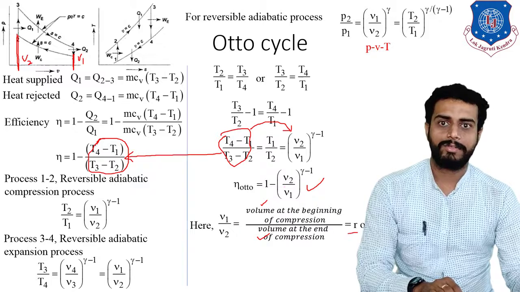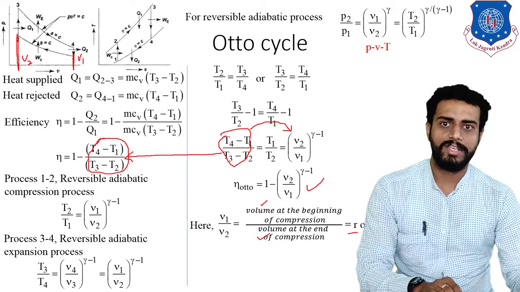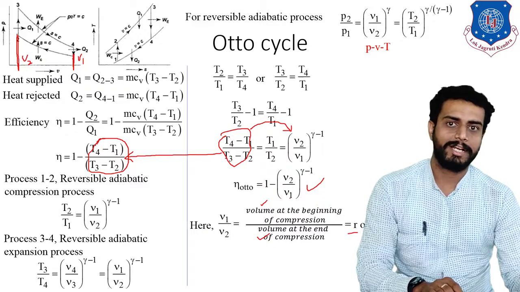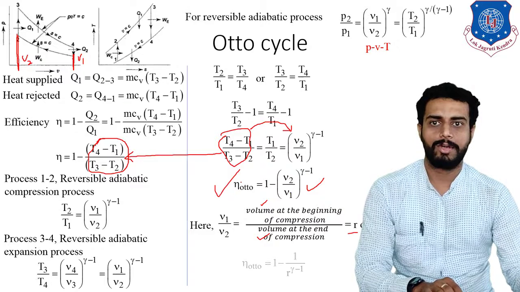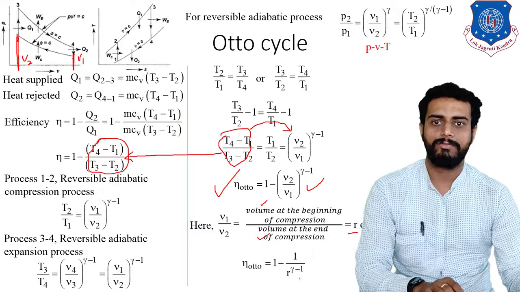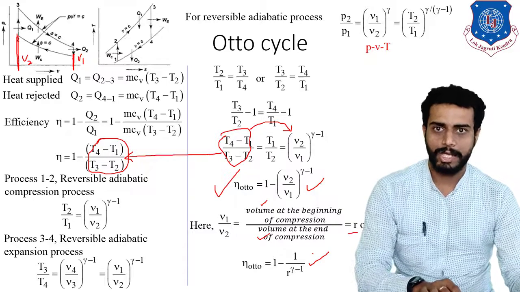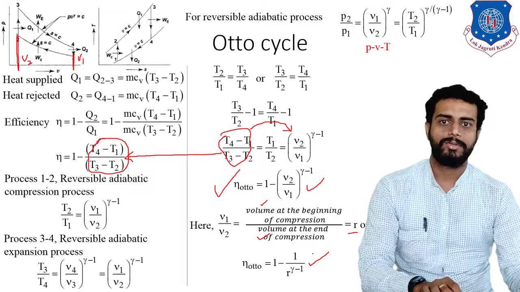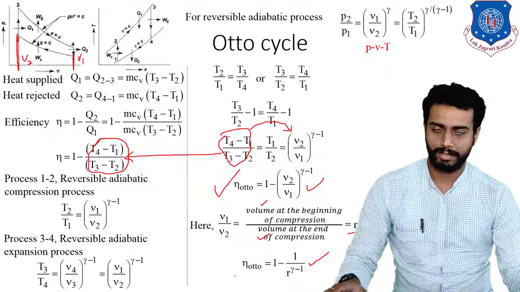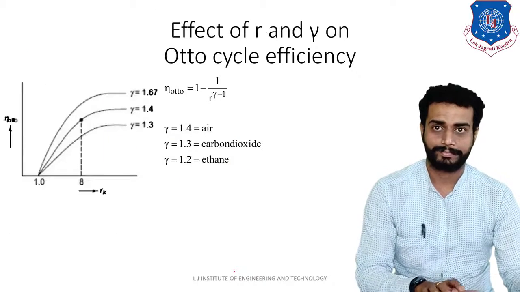So let us substitute the value of R over here. So obviously we have here V2 by V1, so we will write 1 upon R. So efficiency of Otto cycle will be 1 minus 1 upon R raised to gamma minus 1. Okay students, I hope you are clear up to this point. So that is how you can derive the efficiency equation for Otto cycle.